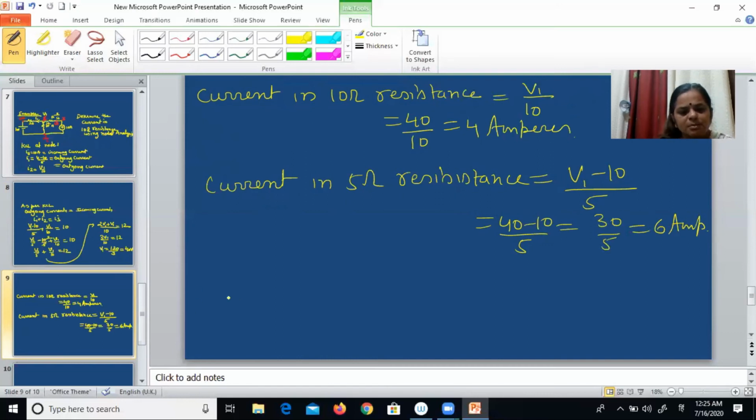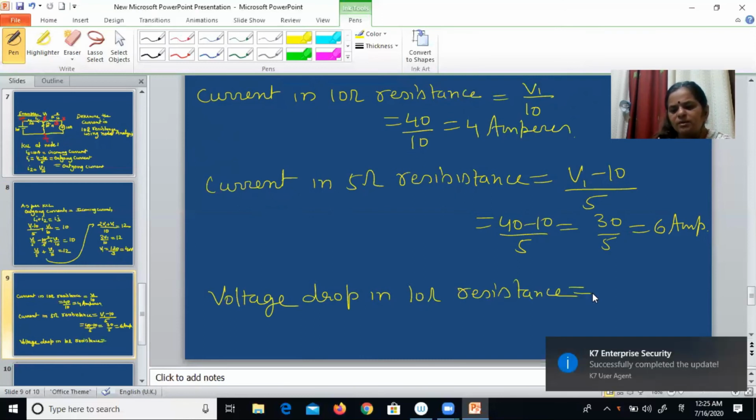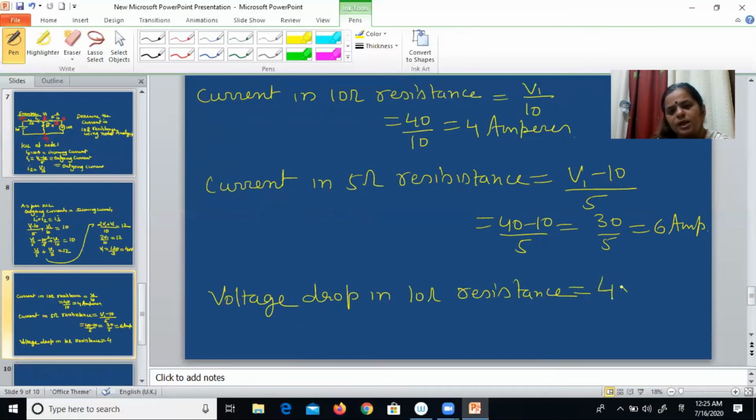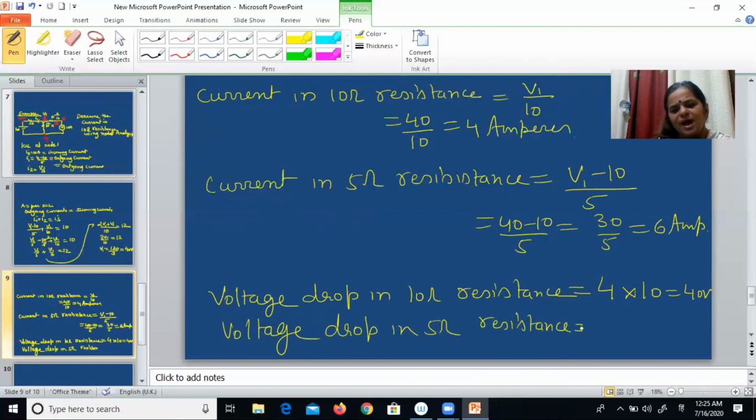Now similarly, suppose the voltage drop across 10 ohm resistance is asked. What will be that value? That is 4 into 10. That means 40 volts. Suppose the voltage drop in 5 ohm resistance. So what is that value? We know current is 6 and 5, so that is 30 volts.